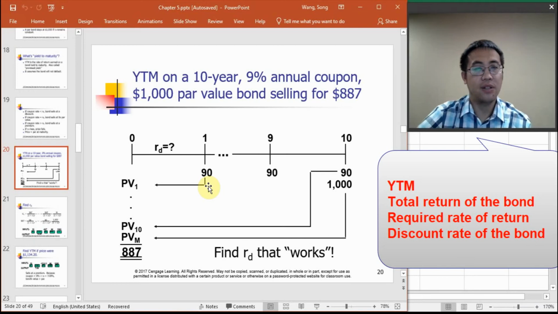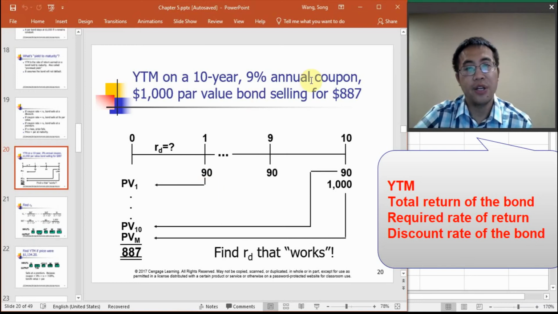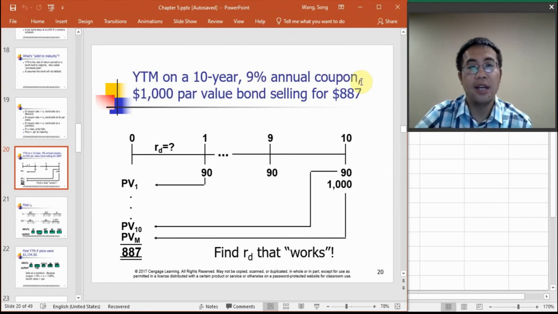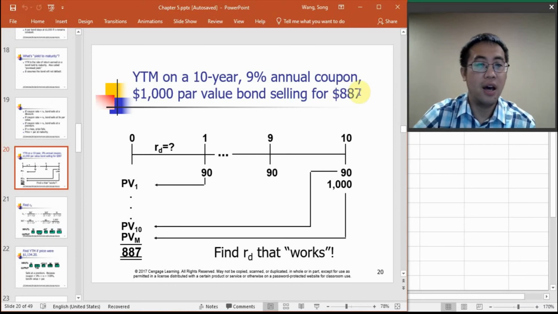In this exercise, you see that the 9% coupon rate implies cash flows. A 9% annual coupon means each year the company is paying $90, which is 9% of $1,000. Then 10 years later, when it matures, it will pay a lump sum face value of $1,000. Right now, the bond is selling for $887. What is the yield to maturity?